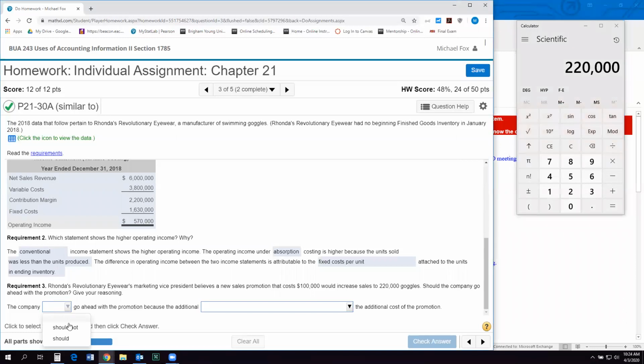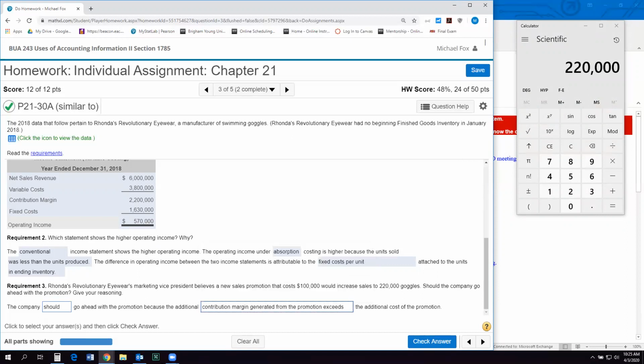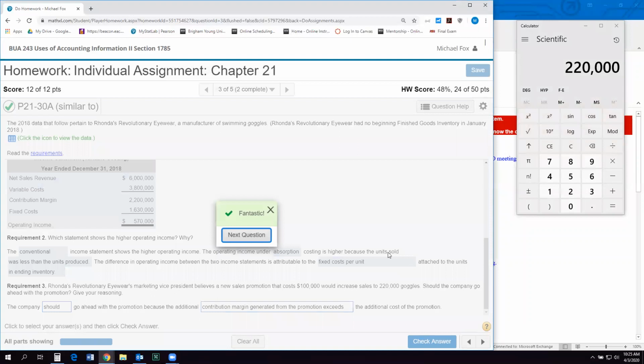So the company should go ahead with the promotion because the additional contribution margin generated exceeds the additional cost of the promotion. And that's it for 21-30, which is number 3, and then the other one you asked for is number 4.